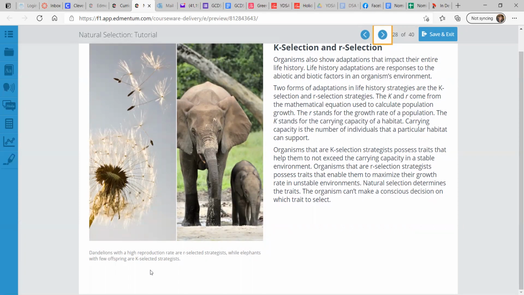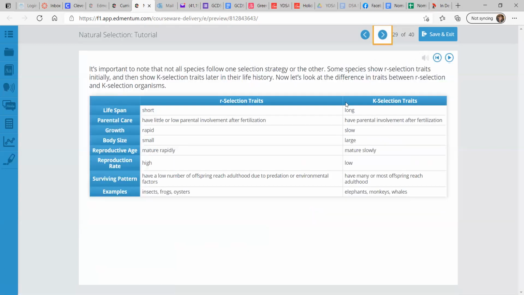Dandelions in this picture with a high reproduction rate are R-selected strategists. So they're banking on their ability to send a ton of seeds that are able to produce new plants, while elephants with few offspring are K-selected strategists. So you'll be able to tell what strategy a certain organism takes. And a lot of plants are R-selected, and then humans are a little different too. But here's how we can generally tell.